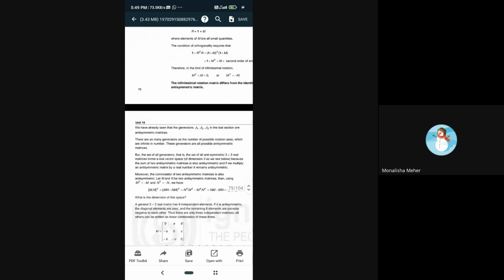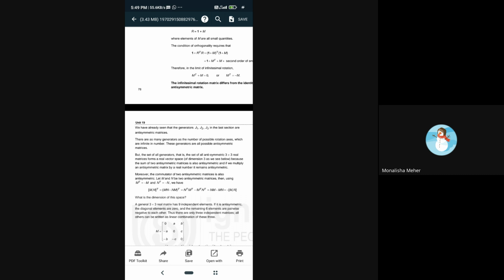The condition of orthogonality requires that 1 = R transpose R = (1 + M transpose)(1 + M), which is equal to 1 + M transpose + M + second order of smallness. Therefore, in the limit of infinitesimal rotation, M transpose + M = 0, or M transpose = -M. The infinitesimal rotation matrix differs from the identity matrix by an anti-symmetric matrix. So the generators J1, J2, J3 are anti-symmetric matrices. There are as many generators as the number of possible rotation axes, which are infinite in number. These generators are all possible anti-symmetric matrices.